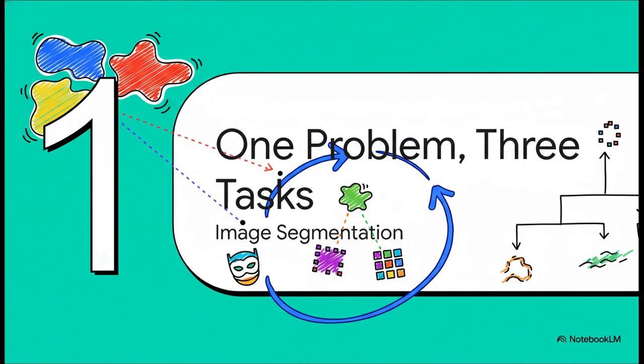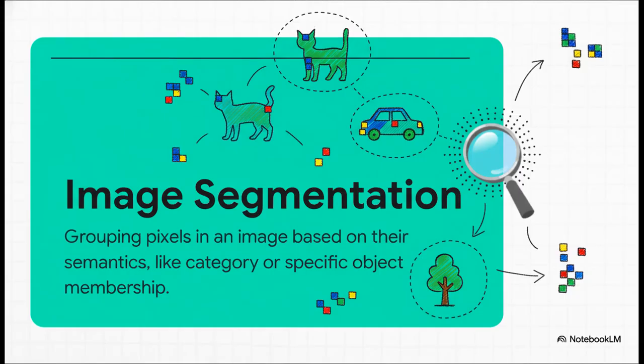Okay, so let's get into it. To really get why one model to rule them all is such a massive deal, you first have to understand that image segmentation isn't just one thing. Nope. It's more like a family of 3 different but kind of related jobs. So at its very core, segmentation is just about grouping pixels. That's it. Instead of a jumble of random dots, the AI learns to lump them together based on what they actually are.